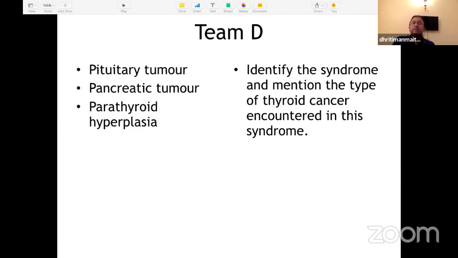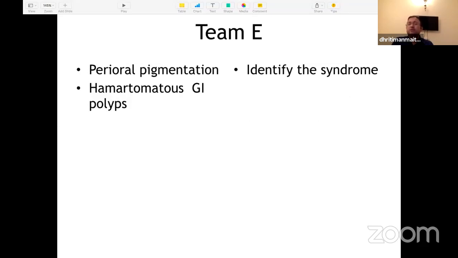Perioral pigmentation, hamartomatous GI polyps. Identify the syndrome. Easy syndrome, so you have to mention the mutation also. Peutz-Jeghers syndrome. Mutation in STK11. Okay. 10.